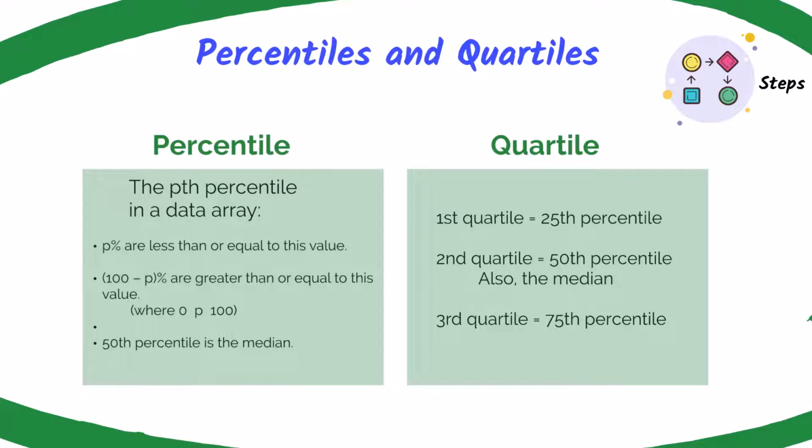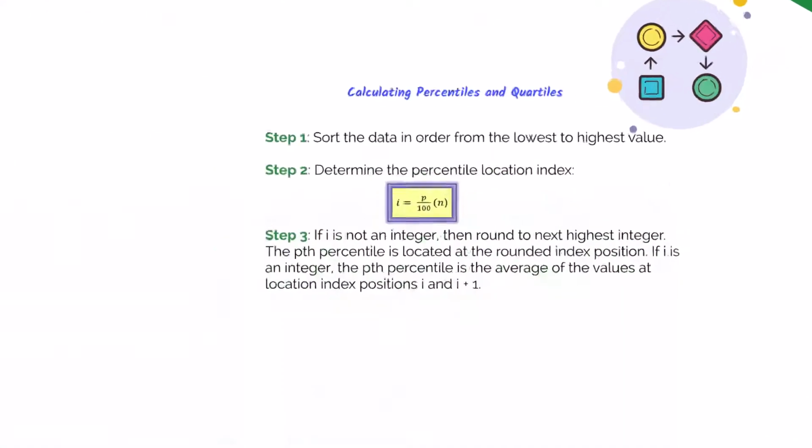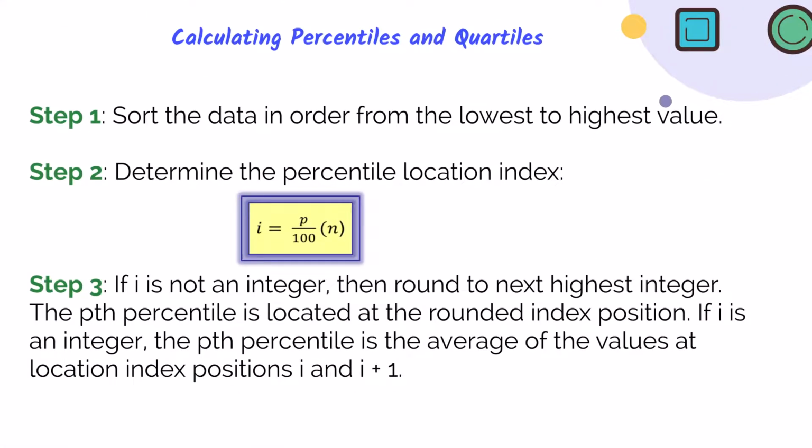So let's walk through the steps to calculate quartiles. To calculate percentiles and quartiles, it's very similar to what we did with the median. The first step is to sort our data from lowest to highest. Then in step 2, we need to figure out our location index. Then in step 3, recall that if our index is not an integer, meaning it's not a whole number, we round to the next highest integer, and that's the value that we're looking for. If our index is an integer, then you'll look at the value in that position and average it with the next value to the right of it.